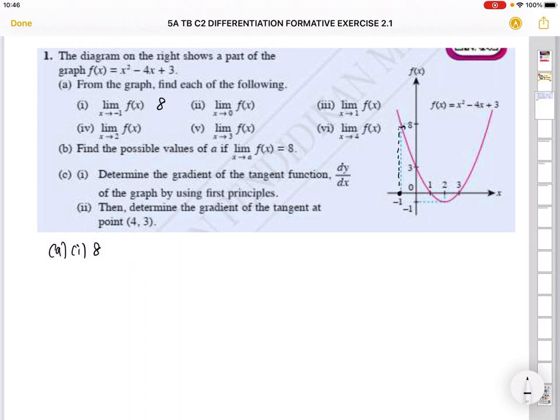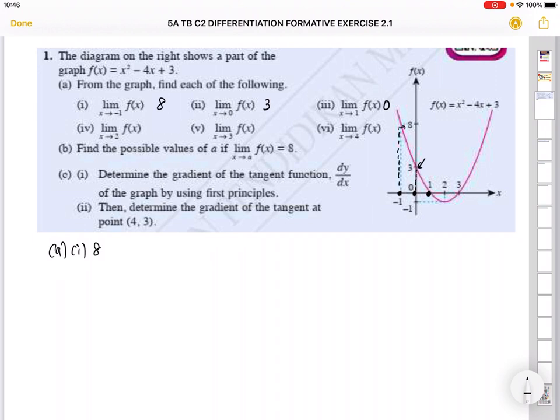The second one, limit of x approaching 0 for f(x). Okay, when your x approaches 0, can you see 0 here? Your y value actually approaches 3. So your answer is just 3. Roman 3, how about x approaches 1? When x equals 1, we can just substitute inside your function if you like, but you're just going to get 0, right? So this answer is just 0. So I'll just write next to the question itself.